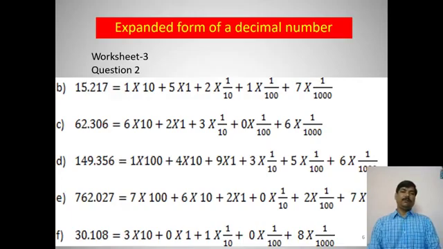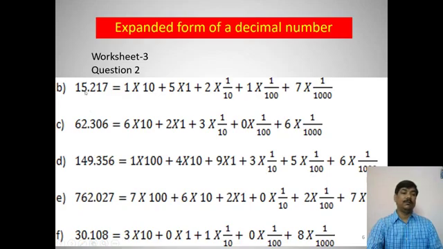Now the expanded form of a decimal number. We can write the expanded form of a decimal number. Suppose this is the number 15.217. How do we read it? 15.217. So we can expand it. How do we expand it? By adding the place value of each digit of this number. First, 1 is at the 10th place, so it is multiplied by 10.